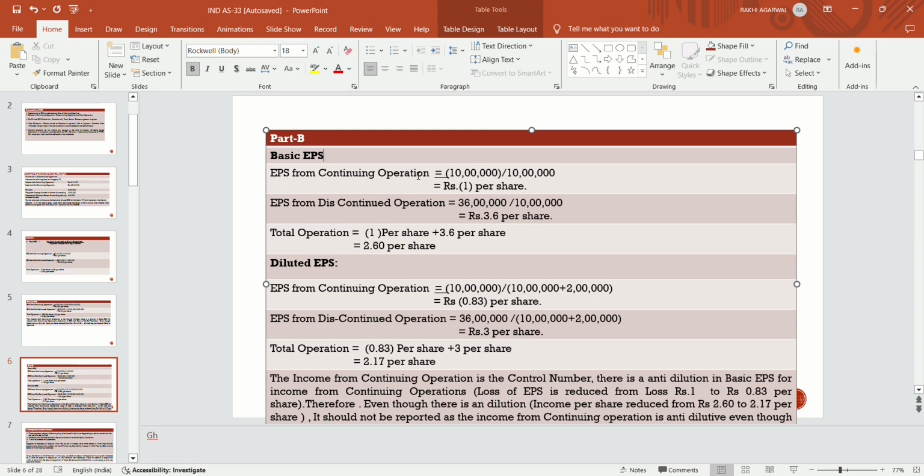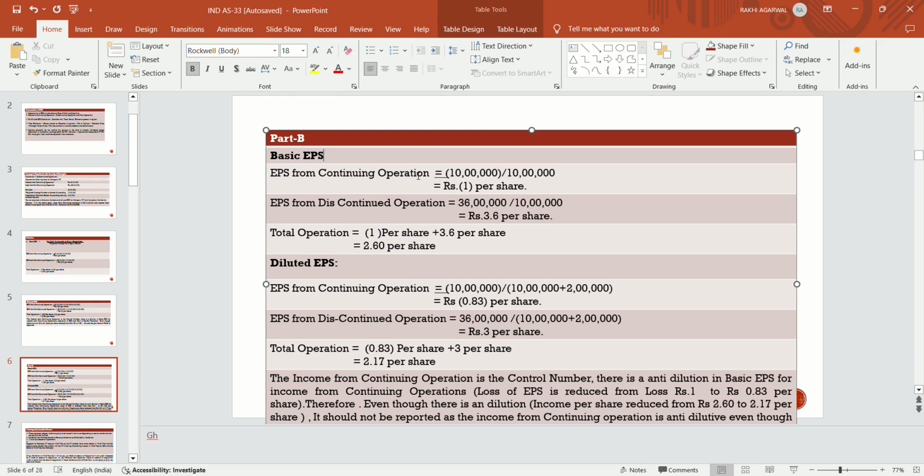So total operation, that is continuing and discontinuing operation, in case of basic EPS is a loss of 1 per share plus income of rupees 3.6 per share. So it becomes 2.60 per share. Now the diluted EPS. In order to calculate the diluted EPS from continuing operation, there is a loss of 10 lakhs, and the dilution effect is given, that is 10 lakhs plus 2 lakhs, the incremental number of common stock option shares. So it gives 10 lakhs divided by 12 lakhs, so it becomes 0.83 loss per share.